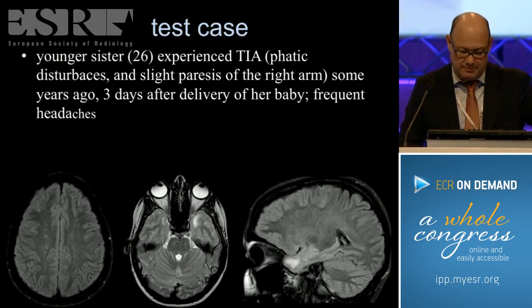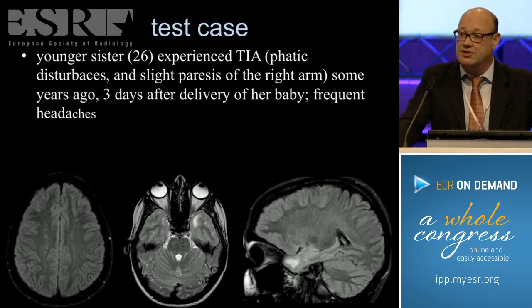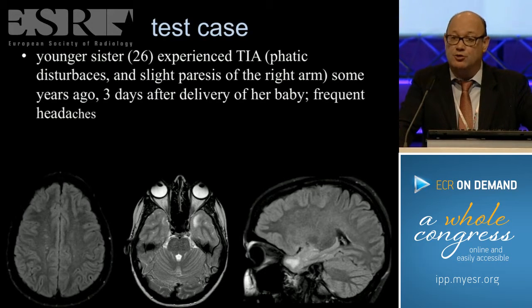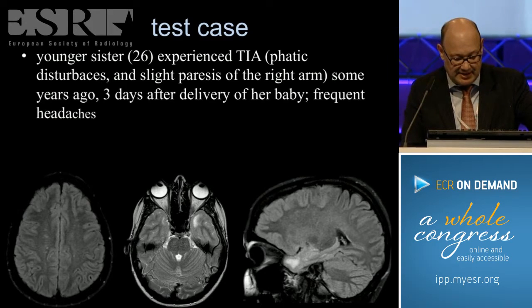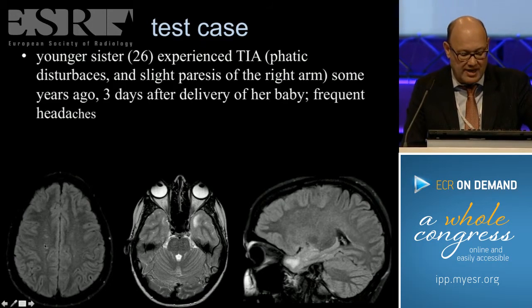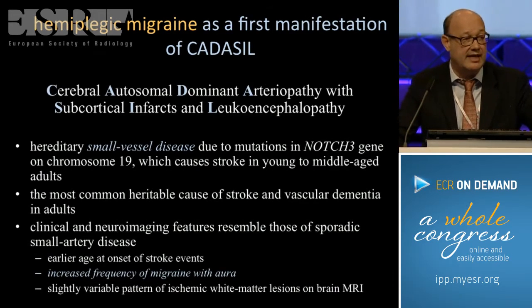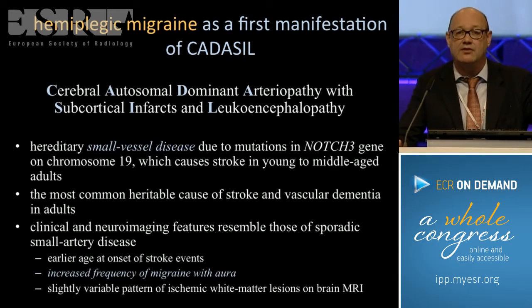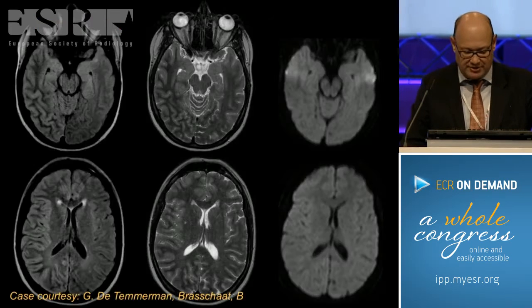Her younger sister experienced a TIA some years before, and she was diagnosed with a disease which is very typical and which shows abnormalities in the anterior temporal poles of the cerebrum, and will also show some aspecific white matter hyperintensities. This is a case of CADASIL. And hemiplegic migraine, as in this case, may be the first manifestation of CADASIL. So if you do a CT scan, you will see nothing at all. MR is much, much better in this case.